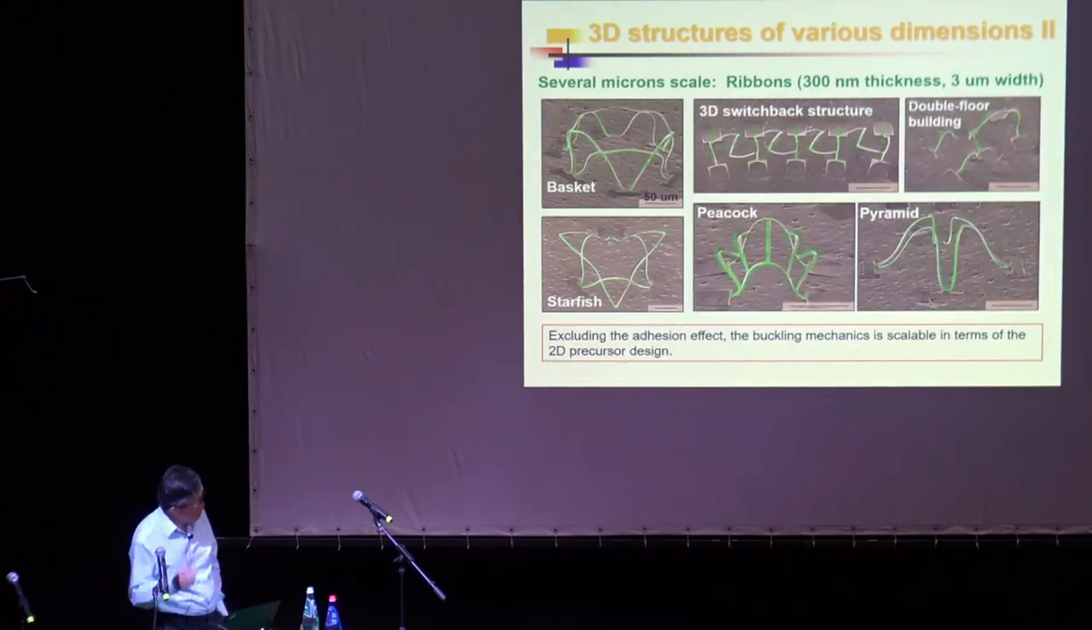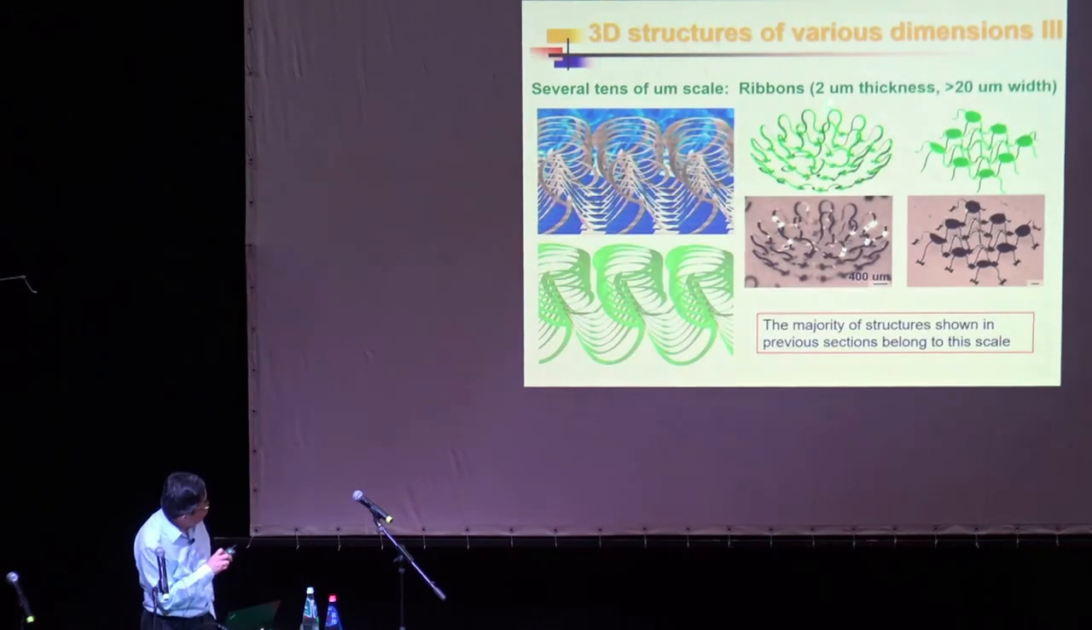However, going thicker is not a problem. 300 nanometers now, you can see green is our theory. Gray is experiment, you can see very good agreement. Going even thicker now, the 2 micrometer thickness, this green is our theory, and the gray is experiment, SEM image. You can see very good agreement.